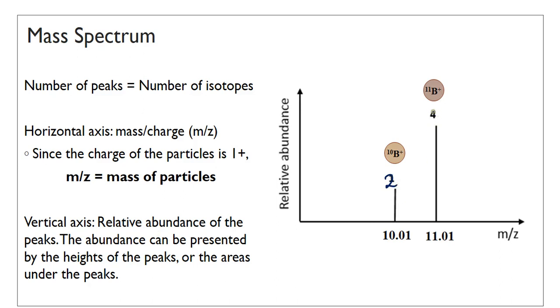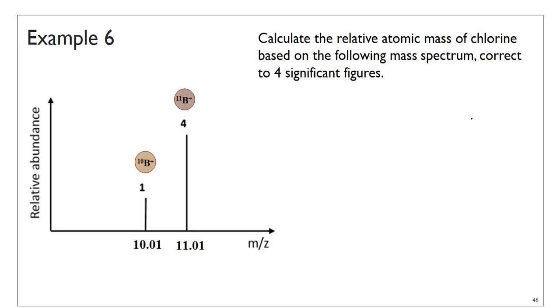So in this case, you know that 2 of these is boron 10 and 8 is boron 11, or a ratio of 1 to 4. So 20% is boron 10 and 80% is boron 11. So that gives you an indication of the percentage abundance of each isotope in the sample.